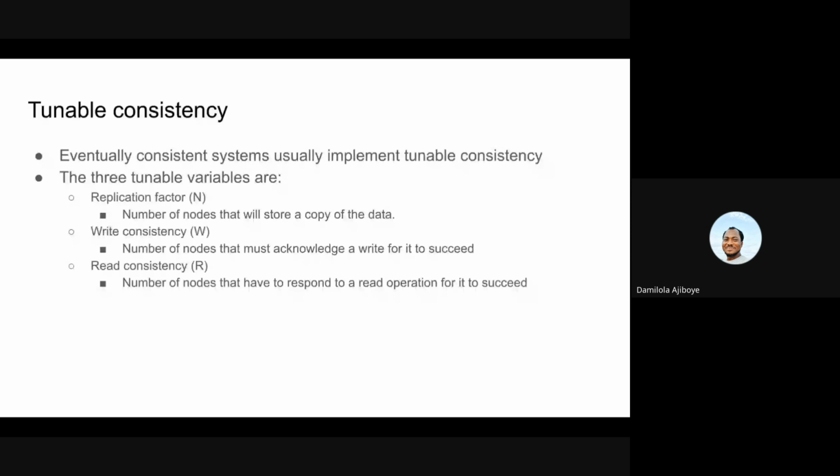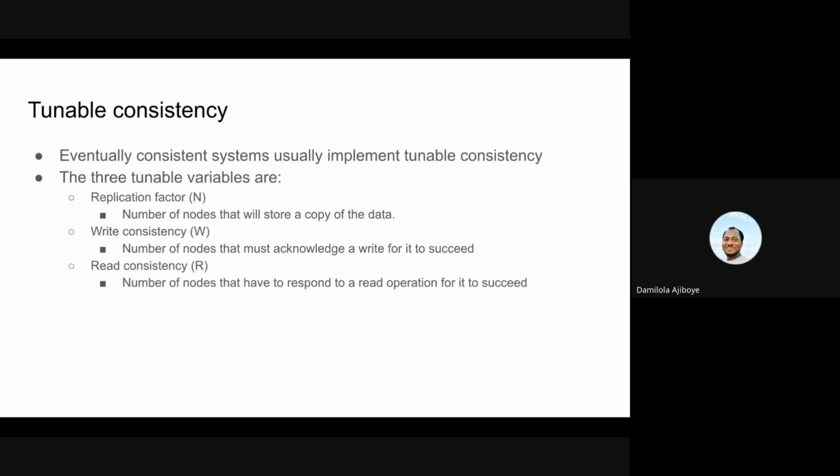So now we'll look at, still on eventual consistency, there are three variables that are usually tunable in these systems. And we'll just look at them. So one of them is the replication factor. The replication factor is the number of nodes that would store a copy of the data. So pretty much how many replicas do we want to have on the system?